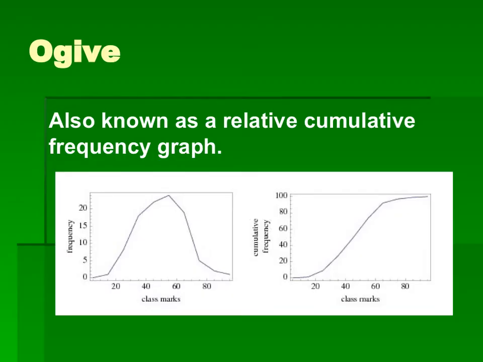Moving on to our next type of graph, the ogive. This is also known as a relative cumulative frequency graph. So we know that relative frequency means a percentage, so it's like a cumulative percentage graph. The two pictures listed here are the same data. They're talking about, looks like some type of score in a class. And this first one lists the frequency, so how many people fell in each category for each score.